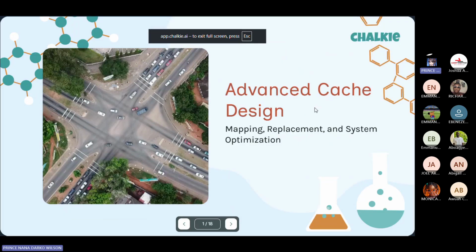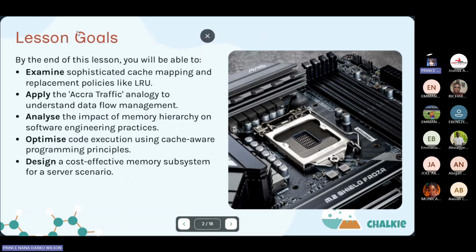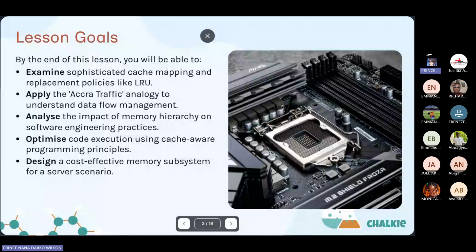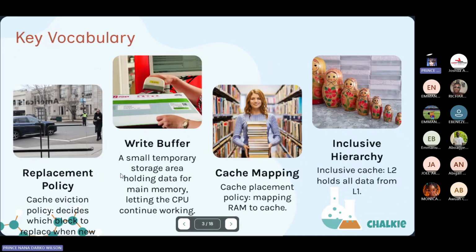So advanced cache design. By the end of the lesson, you should be able to examine sophisticated cache mapping and replacement policies like least recently used, LRU, or you can apply analogies to understand how it works. Let's get right into it. So now let's start with the replacement policy.